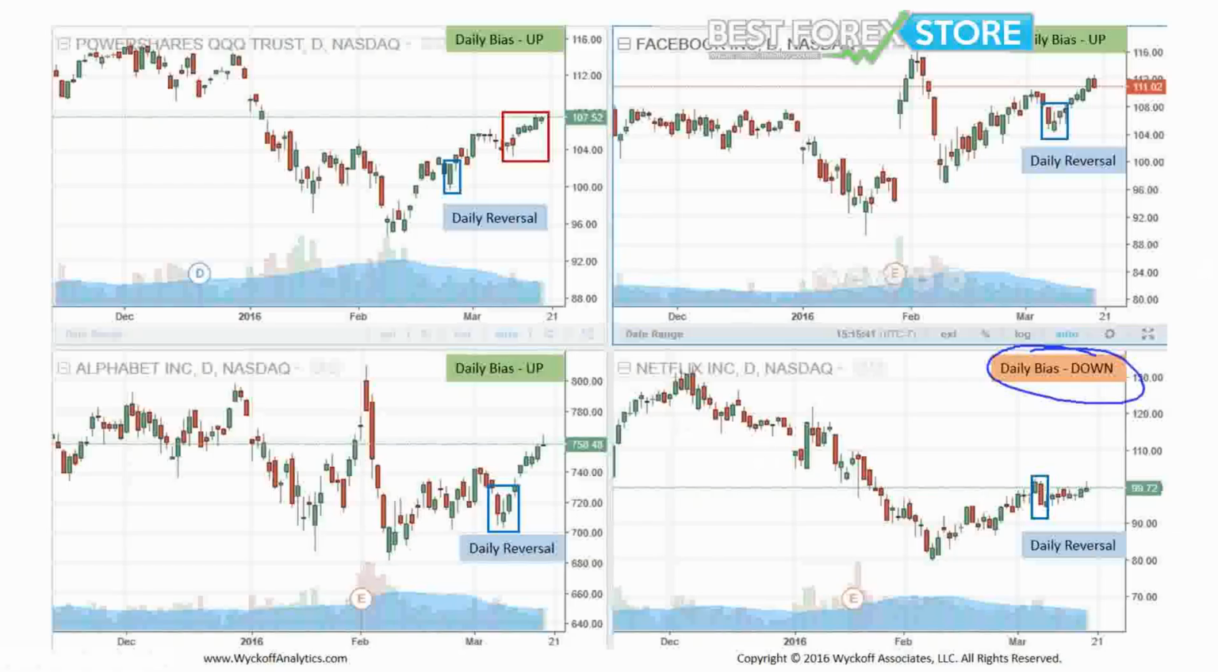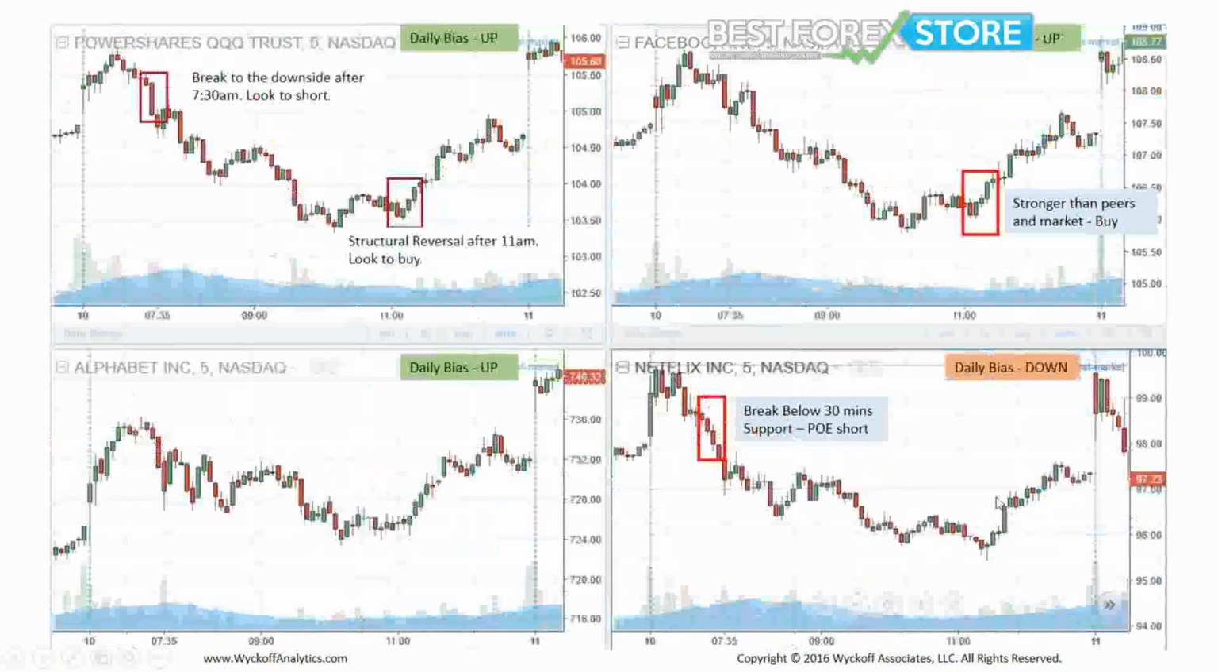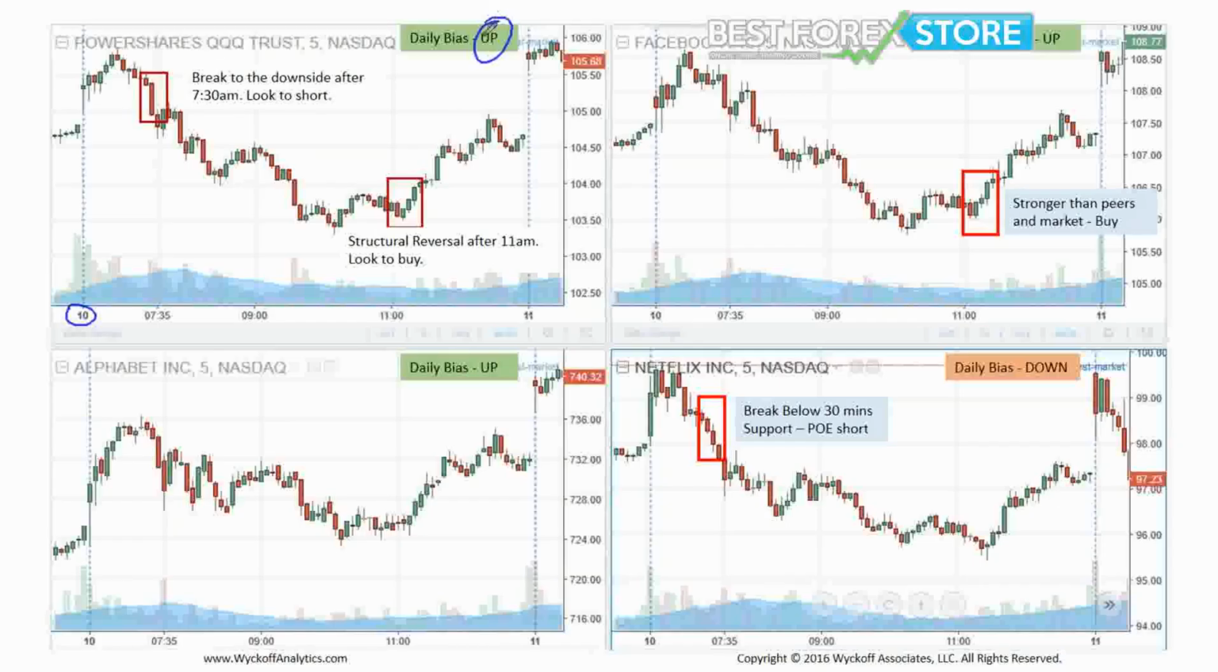So now that we know daily swing biases, and this is kind of like a long-term picture for us, let's go to a specific day. So this was March 10th. And again, one of the things when we start the session is to understand what kind of volatility we're going to have, after we understand the daily bias, what kind of volatility we're going to have within the first 30 minutes.